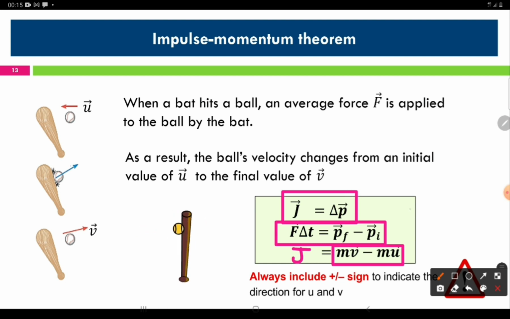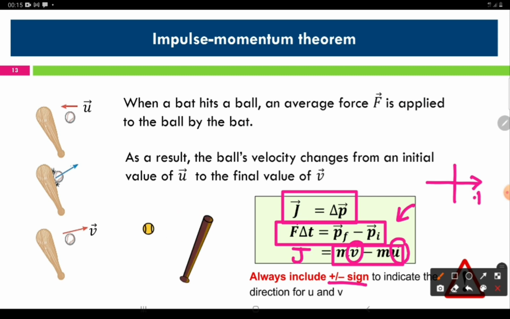When you're using this equation, don't forget to consider the sign convention, especially for v and also for u, because v and u are vector quantities. You can use the standard sign convention: if the object travels to the right, u and v are positive, but if the object travels to the left, the values of u and v are negative. For upward motion, u and v are positive, and for downward motion, u and v are negative.